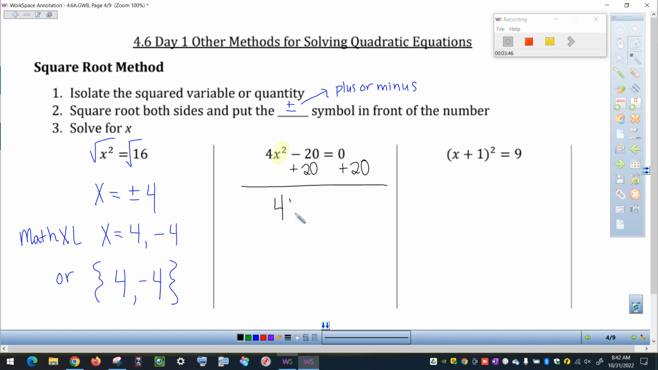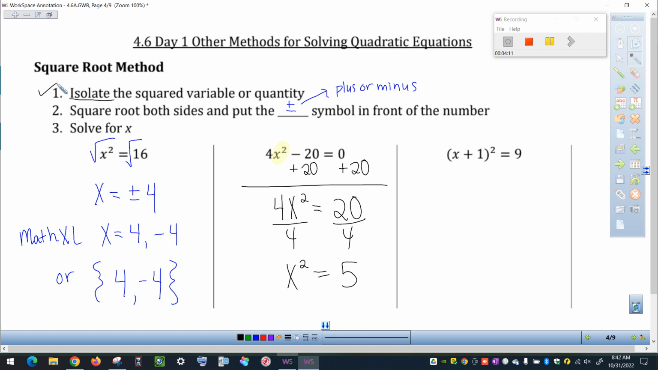All right, so that's going to give us this. We have 4x squared equals 20. All right, what can we do now to both sides to get rid of that 4 in front of the x squared? Perfect. All right, so now we finally have this x squared quantity isolated. We've got it all by itself, so we're done with the first step.